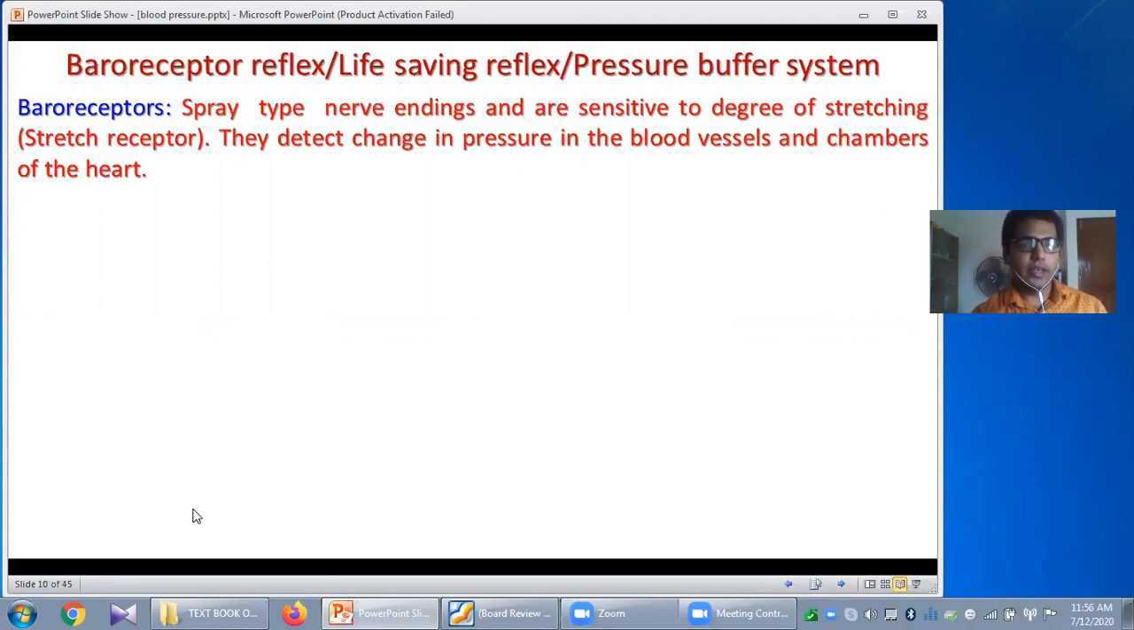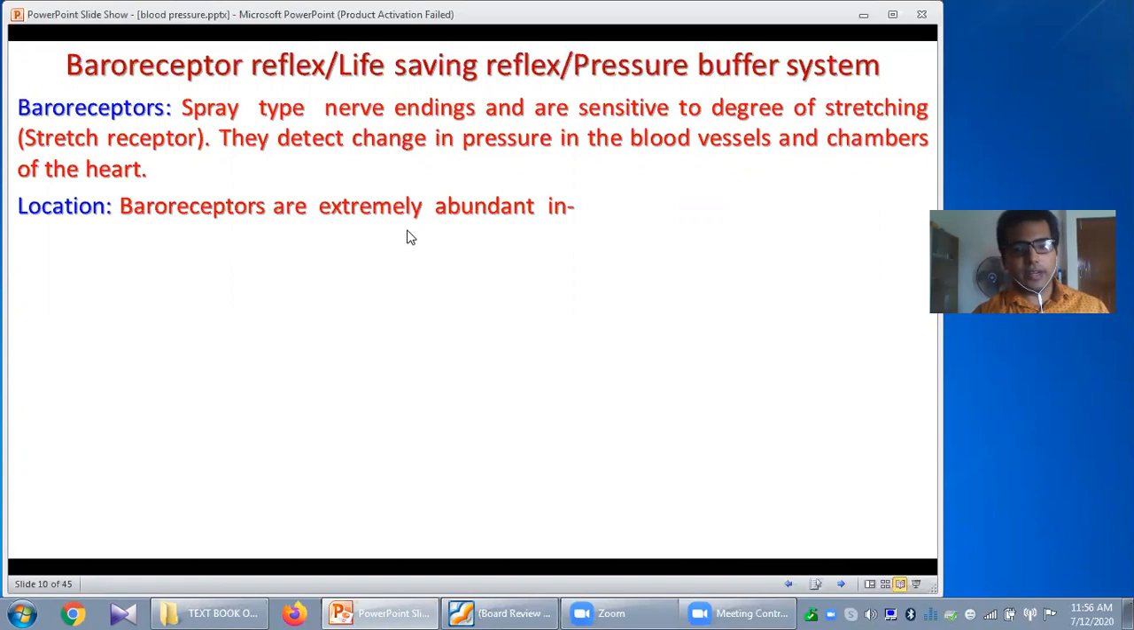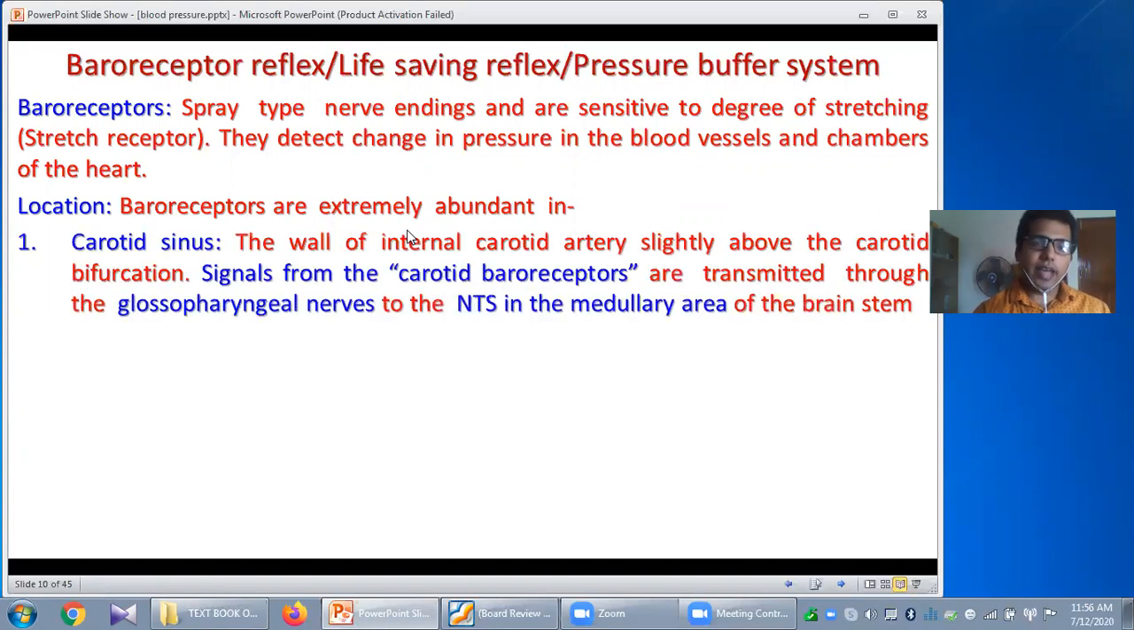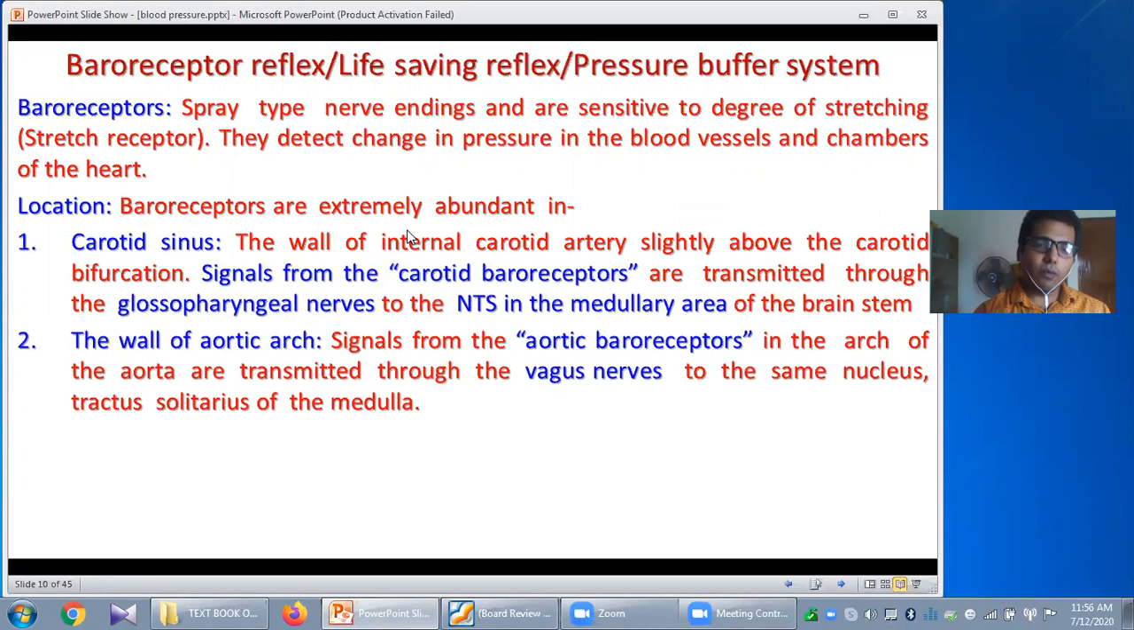Baroreceptors are stretch or spray type nerve endings and are sensitive to the degree of stretching, so we can call them stress receptors. They detect changes in pressure in the blood vessels and chambers of the heart. Baroreceptors are abundantly present in the carotid sinus and in the wall of the aortic arch.